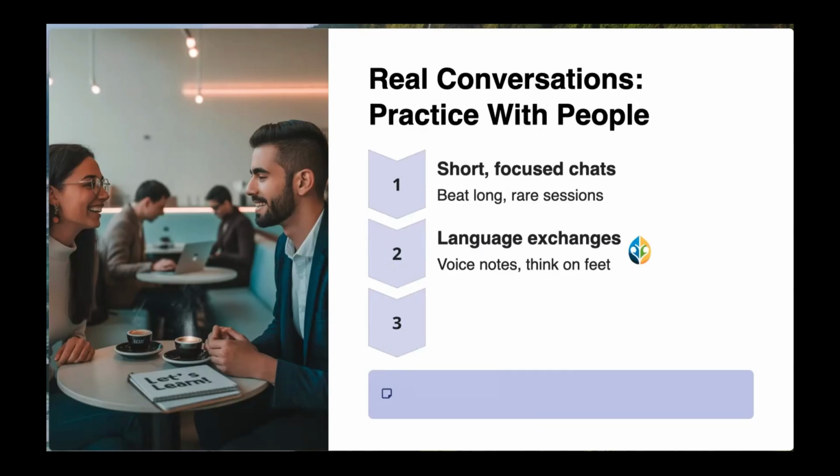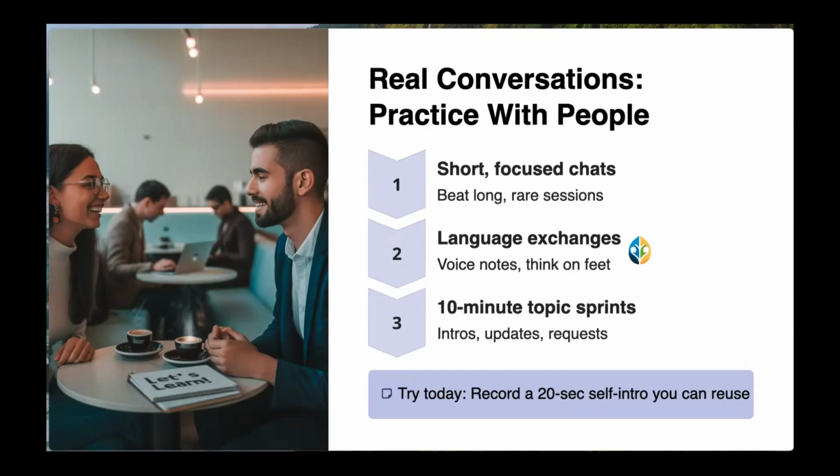So you may start with 10-minute topic sprints like introductions or quick updates. Allows you to think on your feet better as well. All right. So intros, updates, and requests are excellent for 10-minute topic sprints in a language exchange. So try it today. Record a 20-second introduction of yourself that you can reuse multiple times. 20 seconds is certainly long enough for someone who is not yet experienced, but even the experienced people, to properly introduce yourself and to initiate and keep a conversation going.